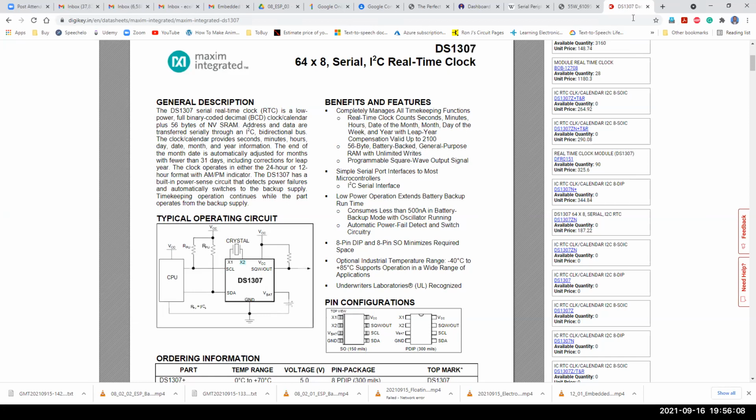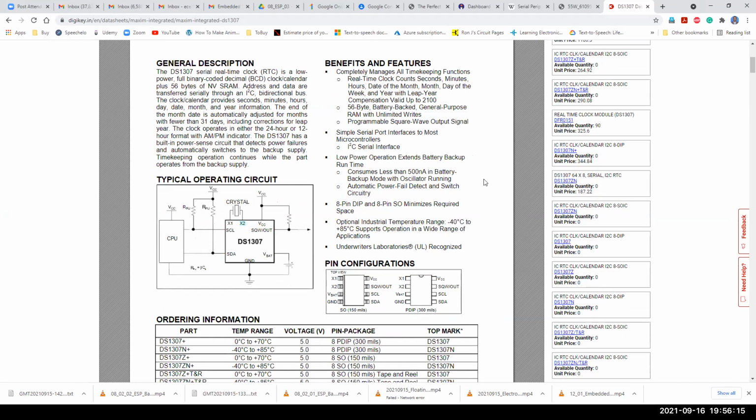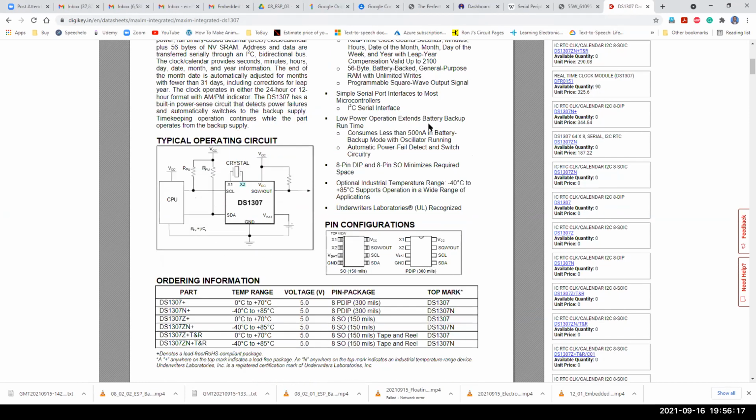See, this is the way you have to read it. What are the features? See how much he consumes. When the battery is working, he is consuming less than 500 nanoamperes. That means the battery will last a lifetime. That is the advantage of this chip. Another important thing is the temperature range: minus 40 degrees to plus 85 degrees. It's a wide range, covering all our temperatures.